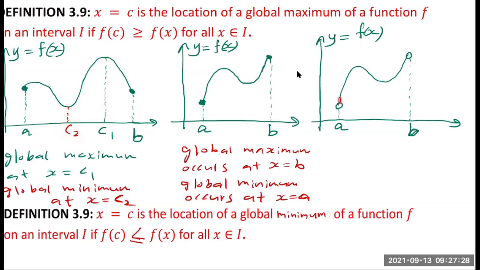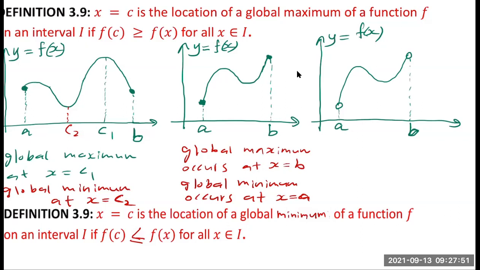Okay, what about this example? What is the global maximum? What is the global minimum? As you can see here, we have open endpoints in this case. At this endpoint, your function is not defined. That's why you have this open circle. Here also your function is not defined. What is the global maximum and global minimum in this case?